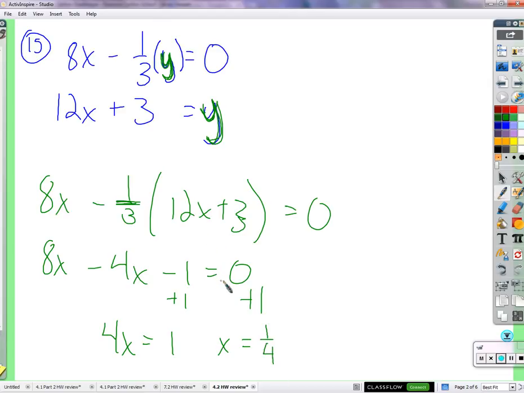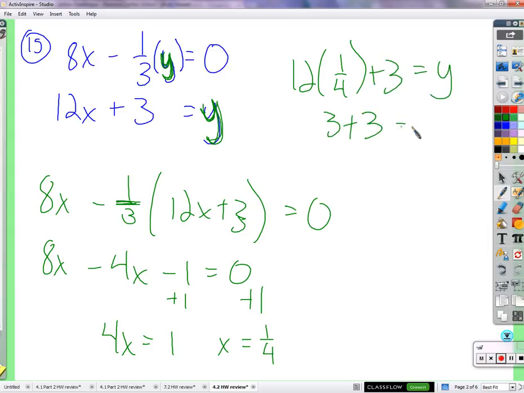Now we know what x is, we can figure out what y is. If we're using substitution, you may have noticed this pattern. We solved for x, and since we used an equation that told us what y was from the beginning, we can just go back to that equation. Y equals, plug in the thing we just found for x, 1/4. 12 times 1/4 is 3, plus 3. So y is 6. So the solution is 1/4 comma 6. Good? Questions?